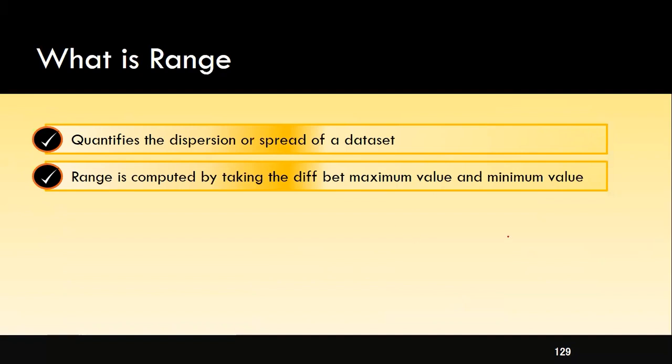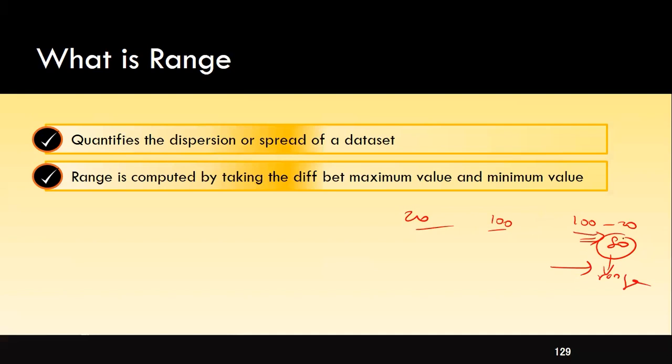For example, in my data set, the minimum value is 20 and the maximum value is 100. If I subtract 20 from 100, what you get is 80. This is what your range is. So using this range value, we can quantify the dispersion, how spread out the data is.